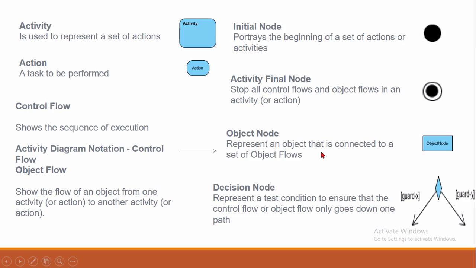Object node represents the object that is connected to the set of object flows. So we use a rectangle notation for the object node. Then the decision node. Decision node is used for test conditions. When we have if-else or yes or no, that time we use a decision node. Here we use a diamond shape with two arrows.